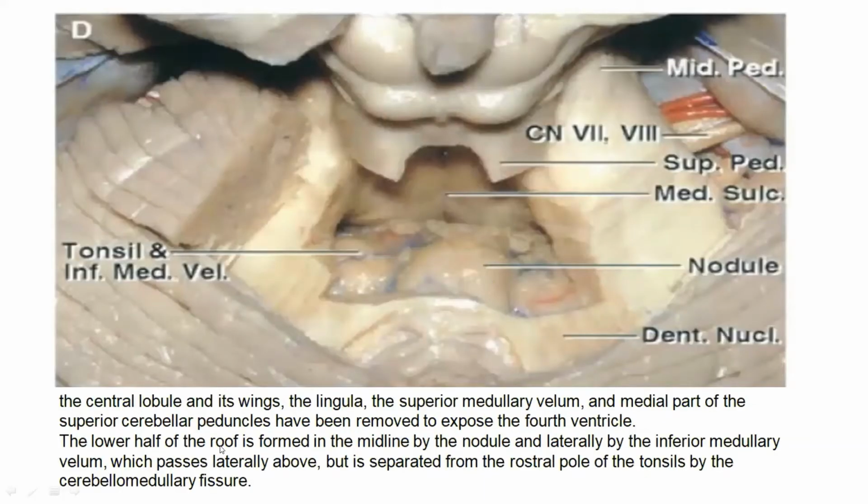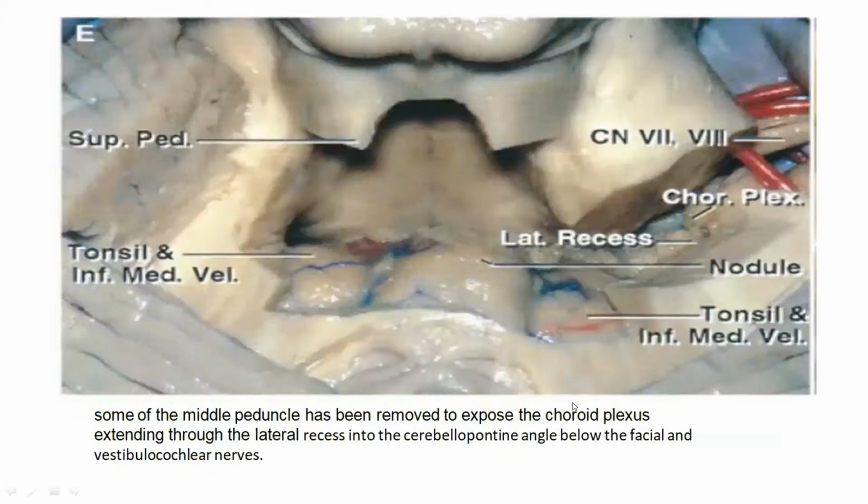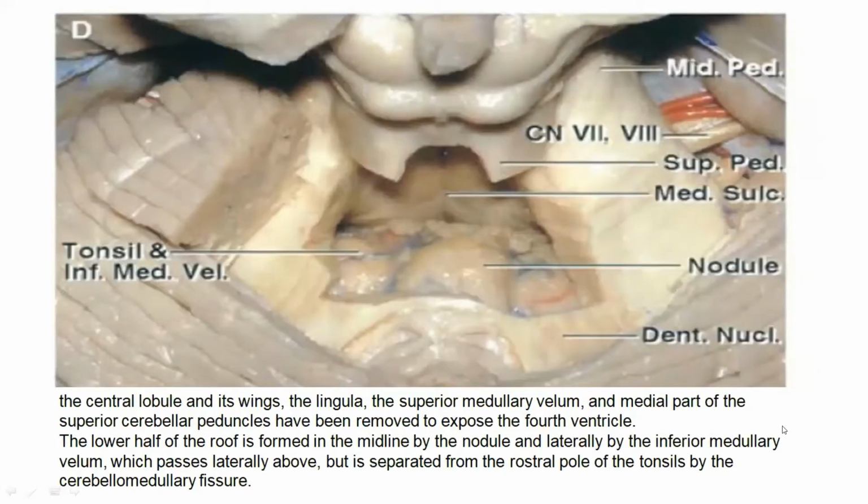In a further deeper dissection, you have further removed the deeper structures: the central lobule and its wings, the lingula, the superior medullary velum, and the medial part of the superior cerebellar peduncles. So now removing all these structures exposes the deeper dissection of the fourth ventricle. Now here we could see that this is the fourth ventricle.